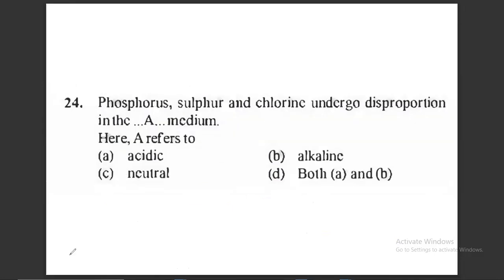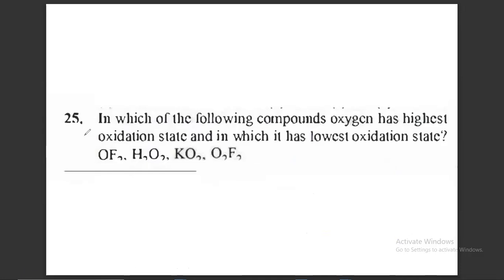Question 24. Phosphorus, sulfur, and chlorine undergo disproportionation in which of the following? What is the correct answer to question number 24? So phosphorus, sulfur, and chlorine disproportionate in alkaline medium. So B is the answer to question number 24. I hope it's understood. Let us move to question number 25.